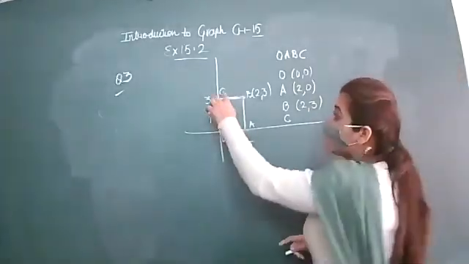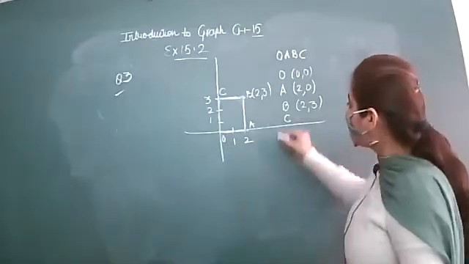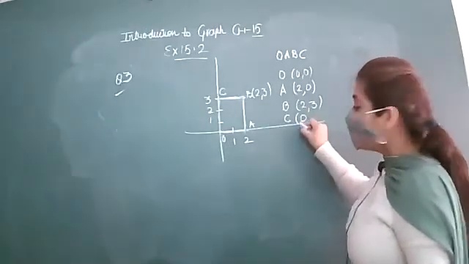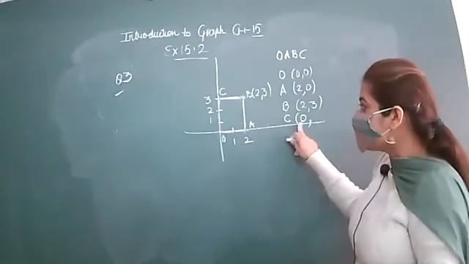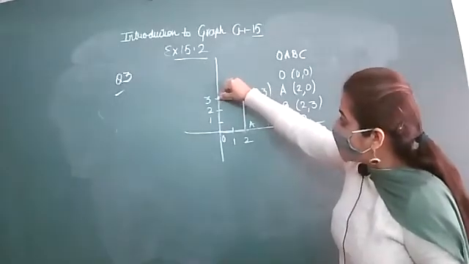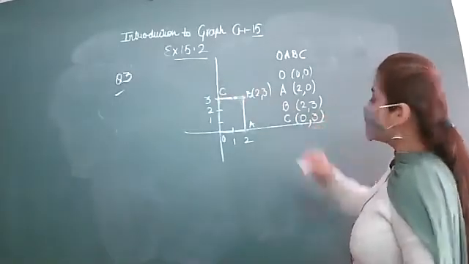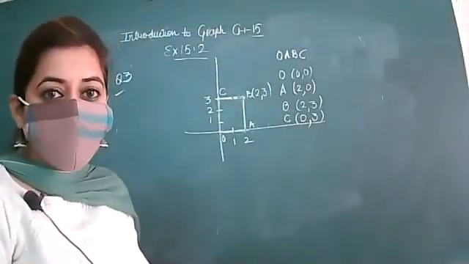Now, point C is on the y-axis, and on the y-axis the x-coordinate is 0. So 0 will come in the place of x, and the y-coordinate is 3. It is touching at 3. So the y-coordinate is 3. Is it okay? Any doubt, beta?